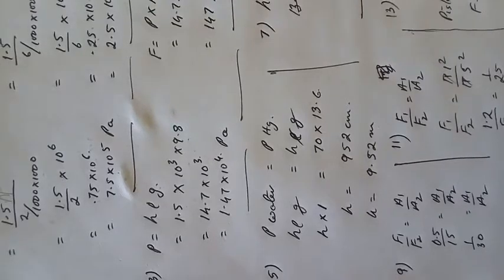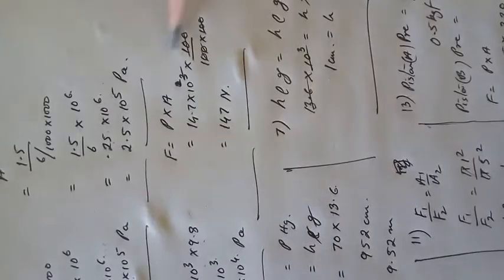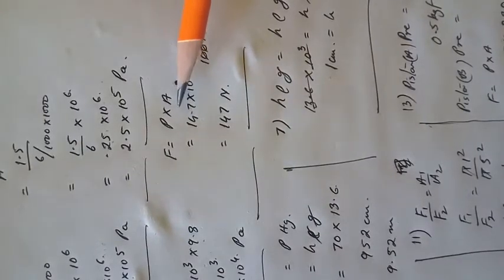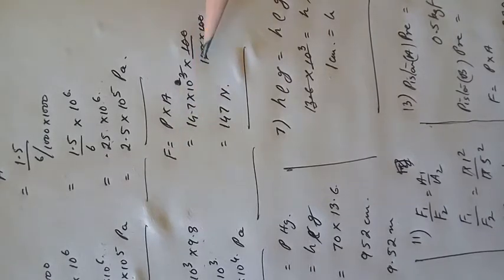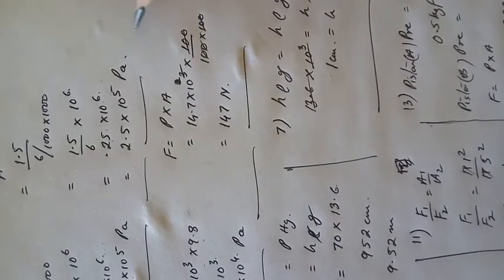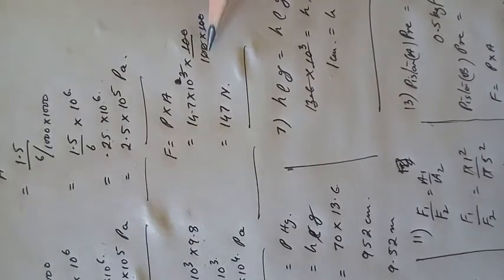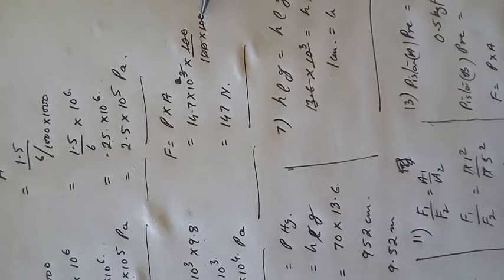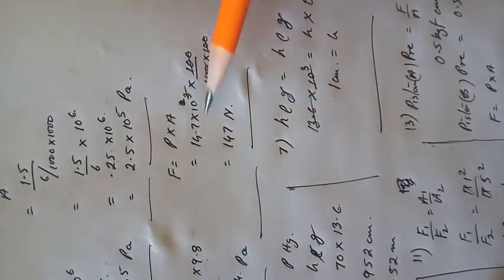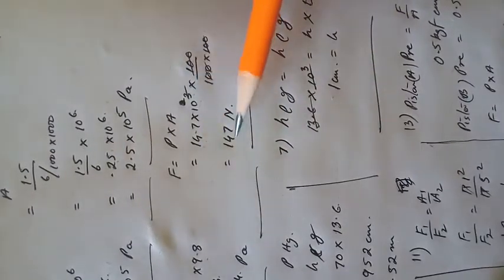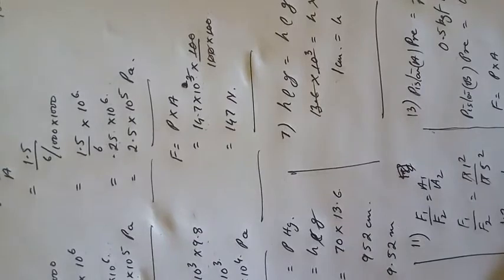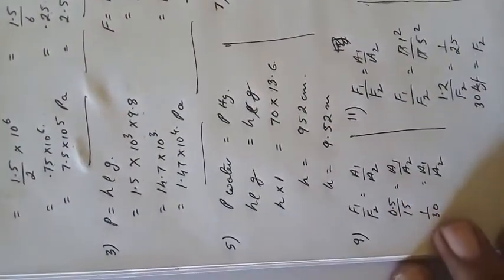Right. And then the thrust is force into area. Thrust is pressure into area. So this is your pressure. Area is 100 centimeter square. I'm converting that to meter, so divided by 100 into 100. The 100 cancels, the next 2 zeros cancel, and we get only 10 there. So 14.7 into 10 is 147 Newton. Is that okay?